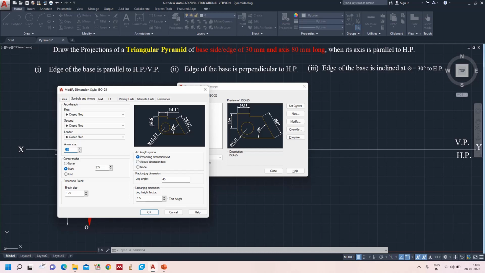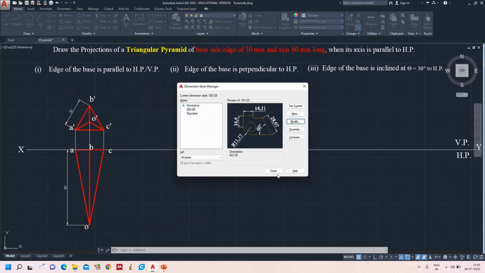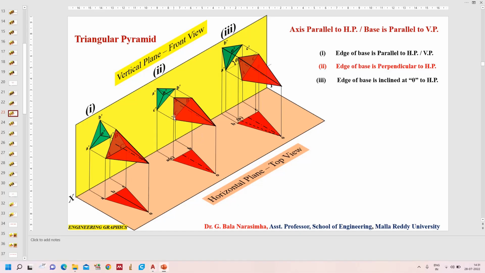This one arrow ahead as 3 primary units. Okay, close. Now with this we completed the first case. Now the second case is the edge of the base is perpendicular to HP. If you see the second case, this is the triangular pyramid having the base, and now this edge is turning 90 degrees. When it turns 90 degrees, see, this edge AC is perpendicular to horizontal plane.